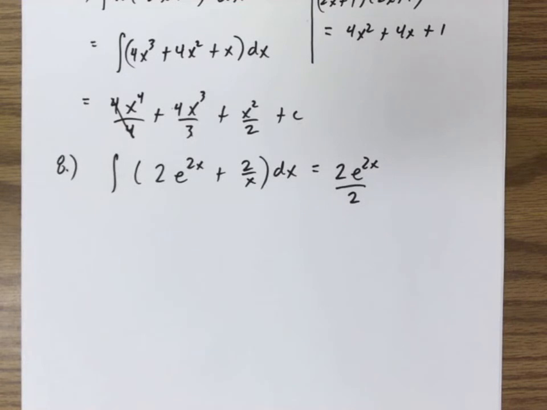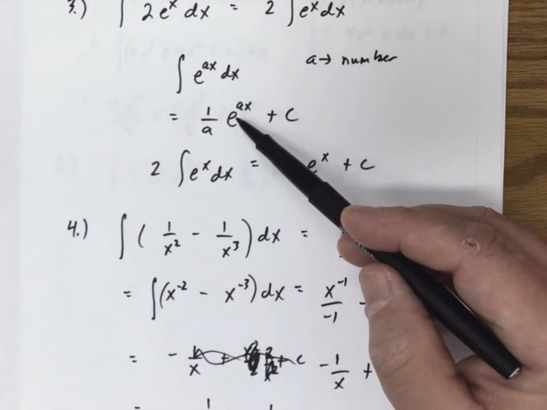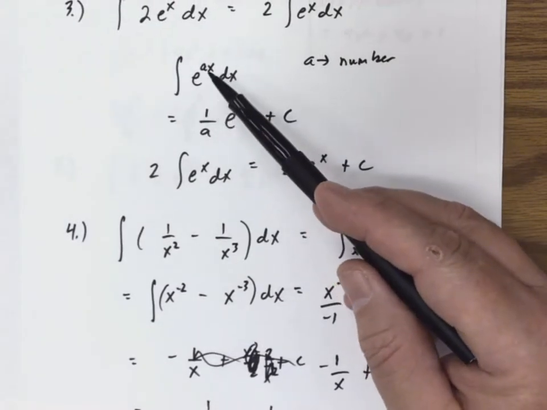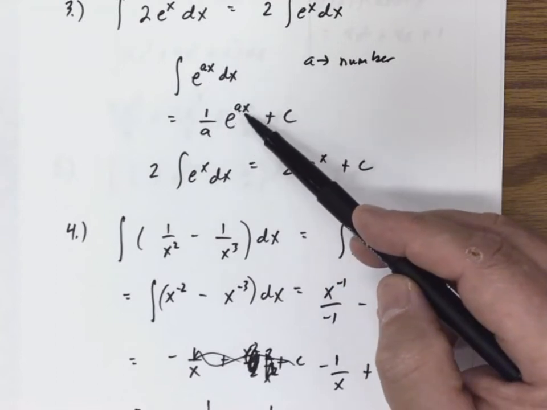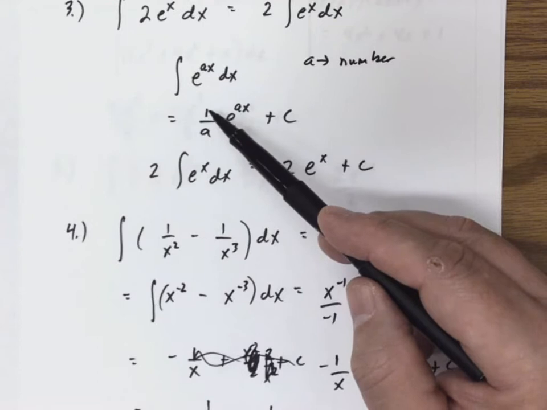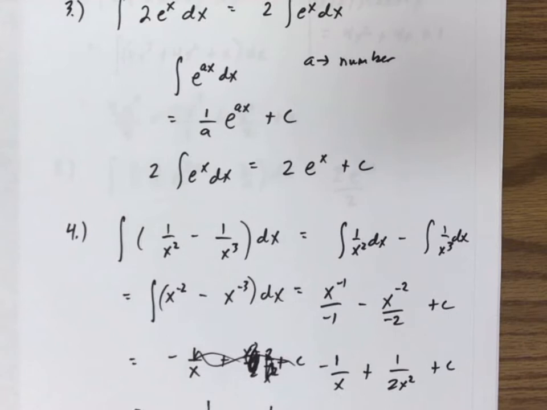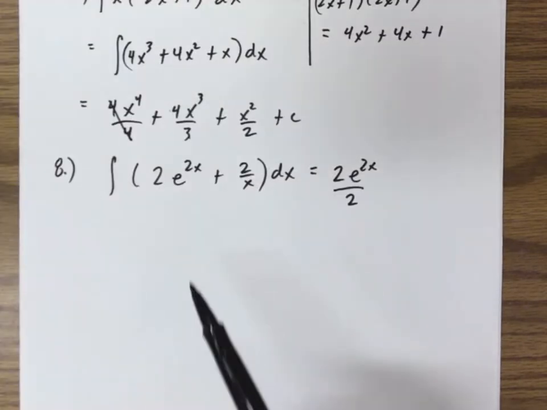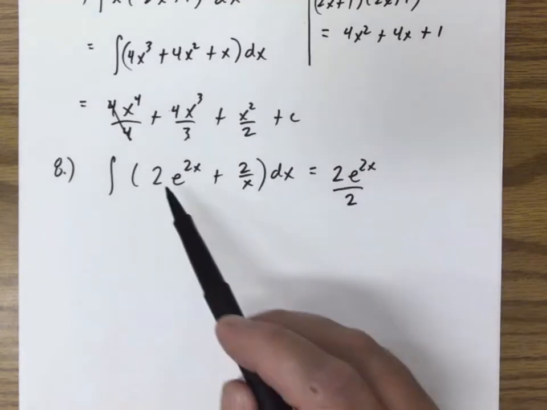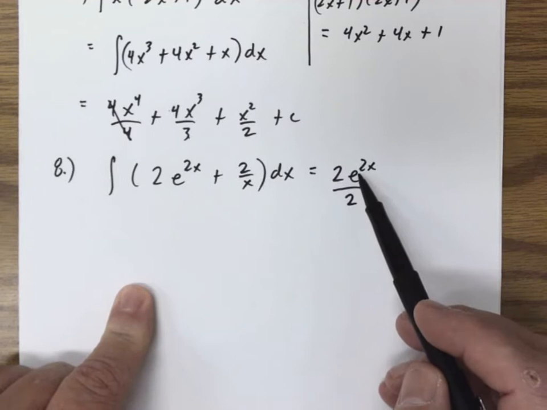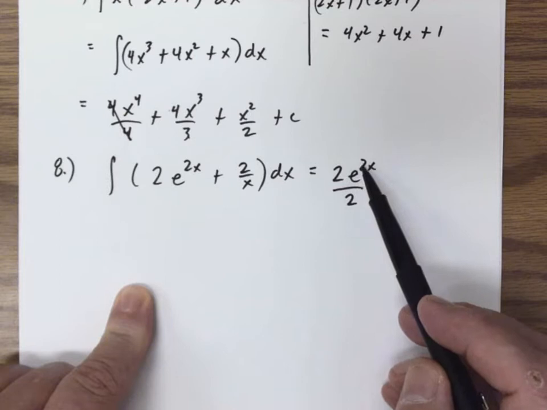If I look back in the notes when we first did that, I don't know if we actually did an example, but if you have e to the ax, where a is a number, you copy down the exponential, and it's multiplied by 1 over the number in front of x. So for this problem, it's really e to the 2x. The 2 tags along. Then you copy e to the 2x, and then you look at the number in front of the x, which is 2, and it goes in the bottom.